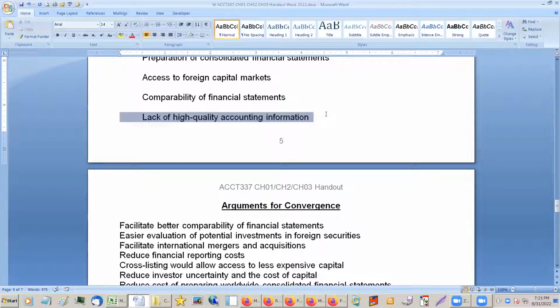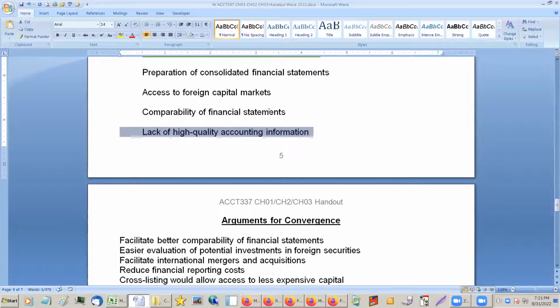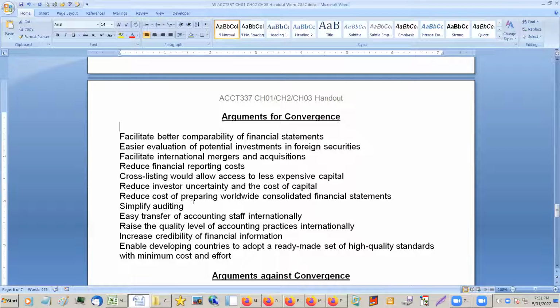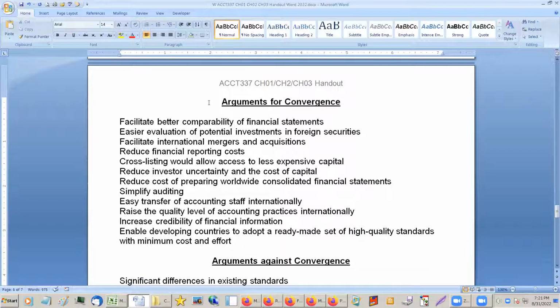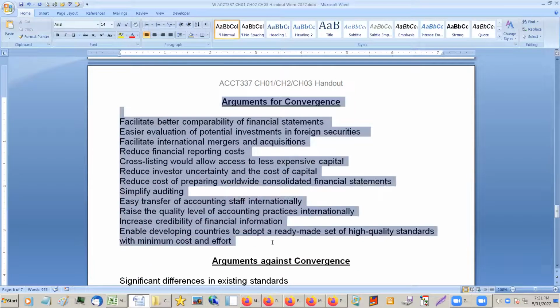And lack of high quality accounting information. Depending on where it comes from, sometimes it's less reliable. Okay. So these are some of the arguments for convergence, and I'm not going to go through these.